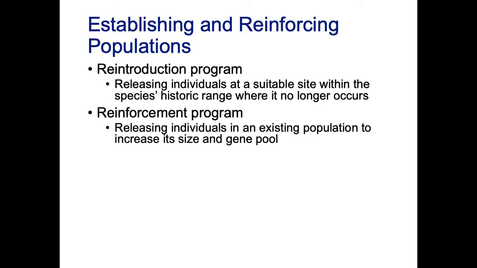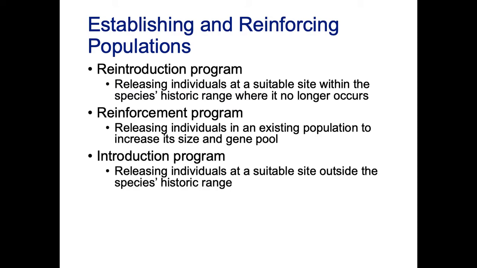So if a population gets very small, we might want to add more individuals to either increase genetic diversity, which if you remember was called genetic rescue, or to increase that population's size to help guard against some of those problems with small populations. The third thing we can do is an introduction program, and this is releasing individuals at a suitable site outside of the species' historic range.